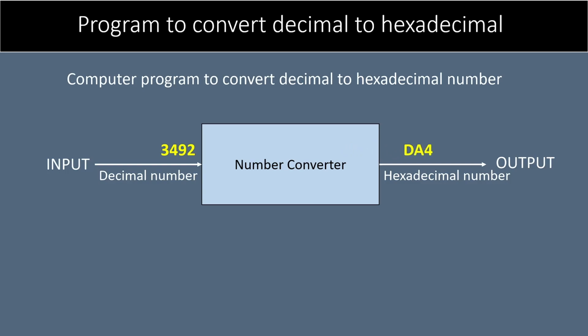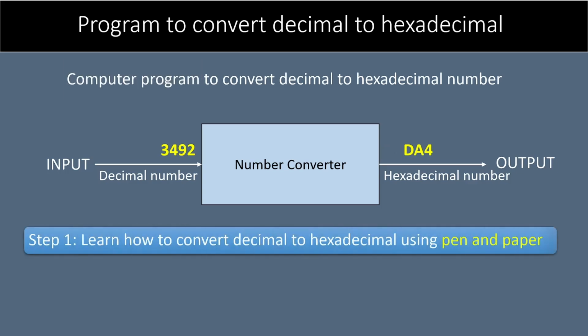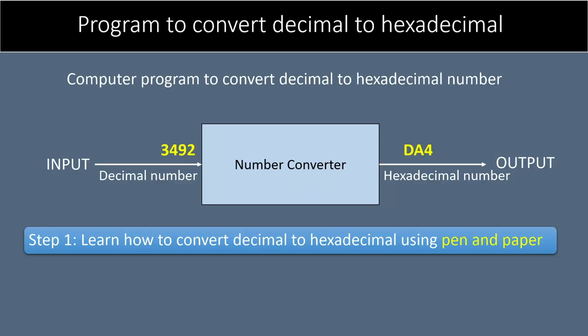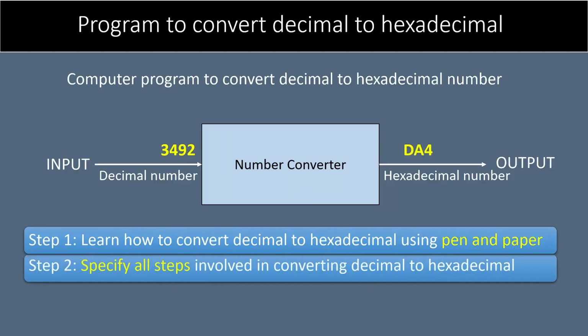You shall be capable of writing a computer program like this only if you are capable of converting any given decimal number to its hexadecimal form using pen and paper. Meaning, first of all, you should be yourself clear on how to convert a given decimal number into its hexadecimal form. Once you are clear on pen and paper, the next part in the process of programming is to specify all the steps involved in converting a decimal number to its hexadecimal form.